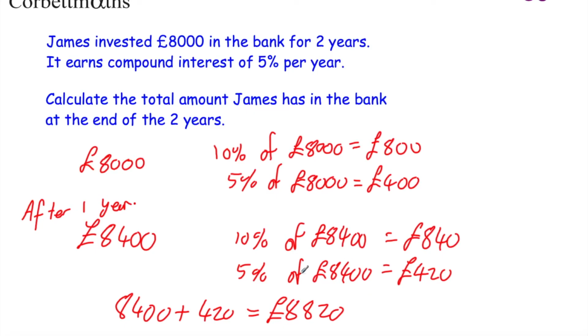And that's it. Now, if the question was worded slightly differently, and rather than asking us for the total amount of money James has in the bank, it just asked us for how much interest he earns after 2 years, the answer would be £820. That's how much interest he earns, but the question asks for the total amount of money, and that's it.